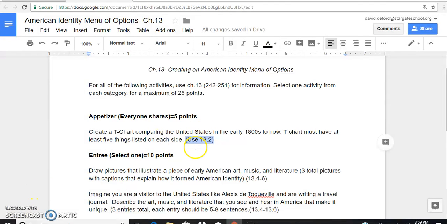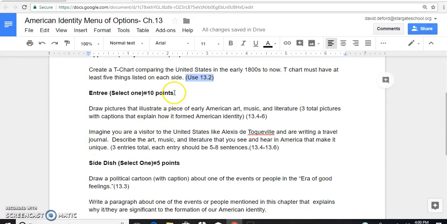I feel like this is the most simple of all the things that we're asking you to do for this assignment. Basically, this section, 13.2, talks about things like how we started to develop our symbols and values. So this is just a good chance for you to think about how we've changed since that time period.